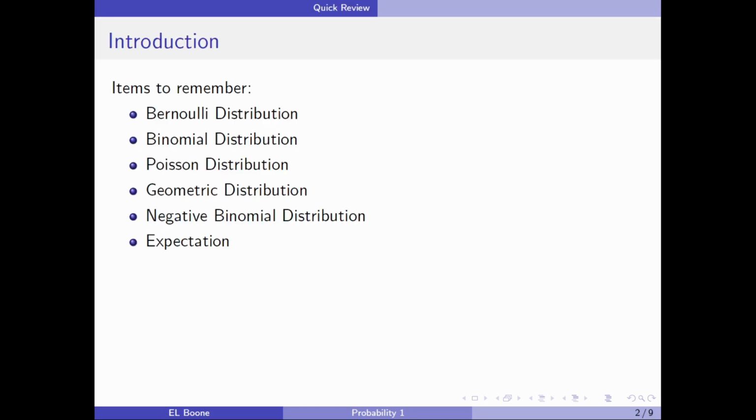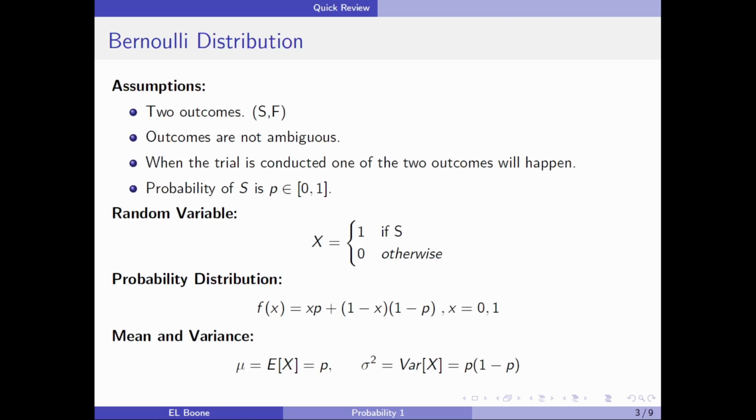Okay, some items to remember are the Bernoulli Distribution, the Binomial Distribution, the Poisson Distribution, the Geometric Distribution, and the Negative Binomial Distribution, as well as expectations. What we're going to do is a quick review over all of these before we move on to continuous distributions. All right, so the Bernoulli Distribution.